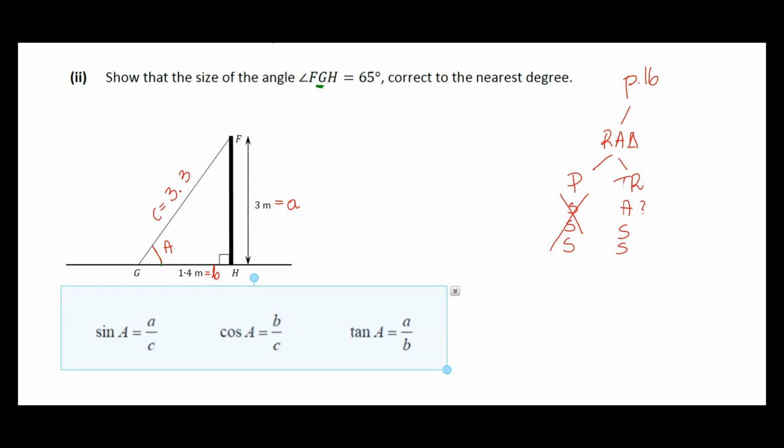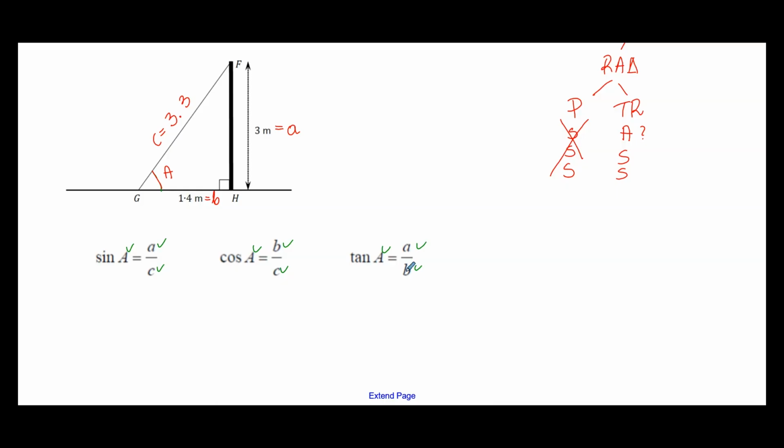So I am looking for what? Capital A. So each one of them has capital A. I have the value of C, so I have this number. I have A, I have this number. And then I have B, so I have this number. So as you can see, in this case we can use any of the three ratios, it will work. Now, let's quickly run over each one of them.